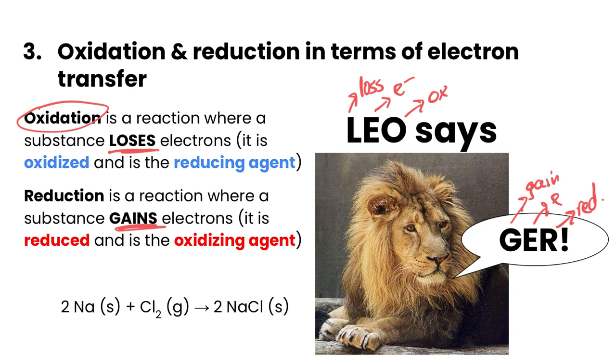This works really nicely when we're looking at the formation of an ionic compound, because we know that sodium will transfer its electrons to the chlorine to create our ionic compound. So we would say that the sodium is losing electrons, so it's being oxidized, and chlorine is gaining electrons, so it is being reduced. So that's how we would define it in terms of electron transfer.